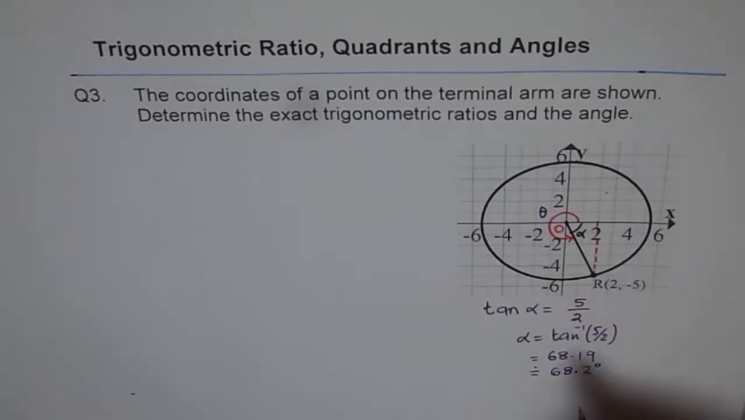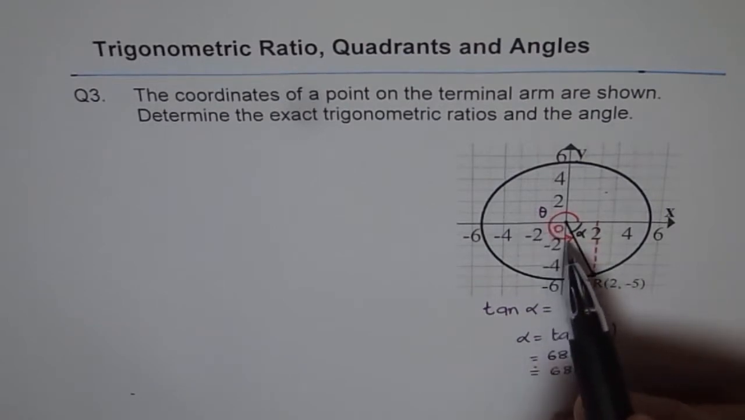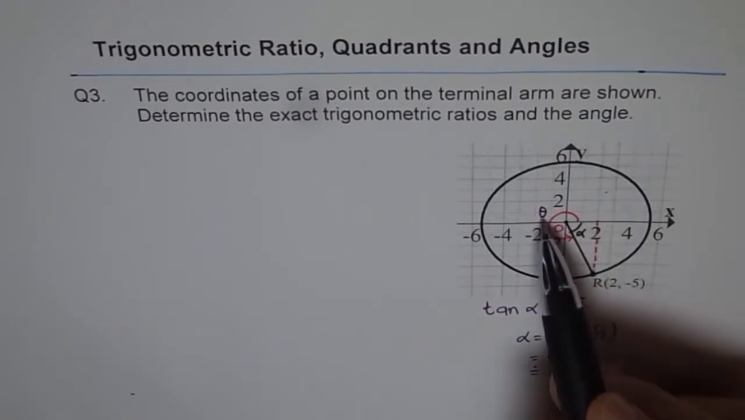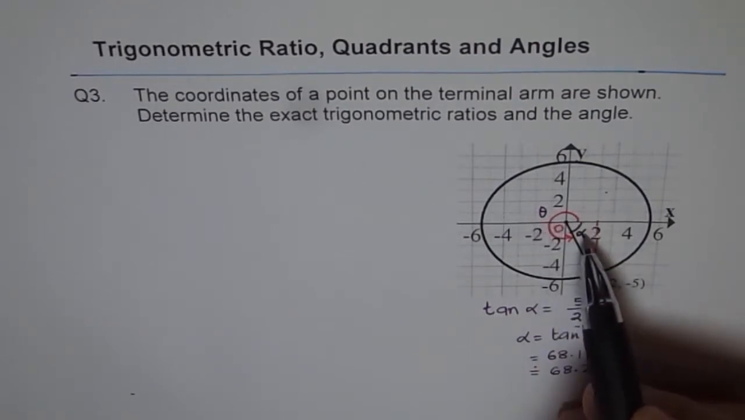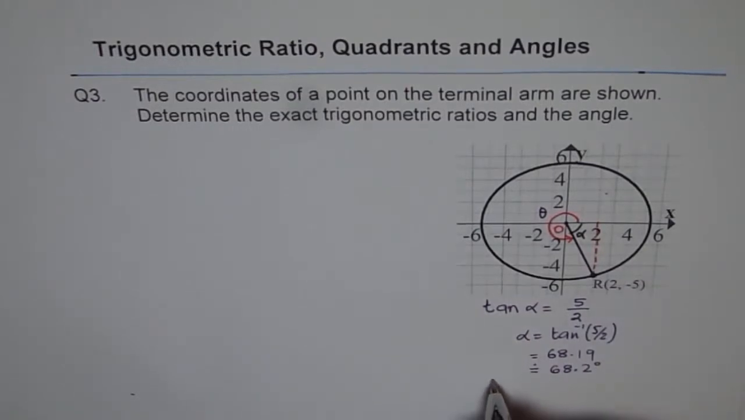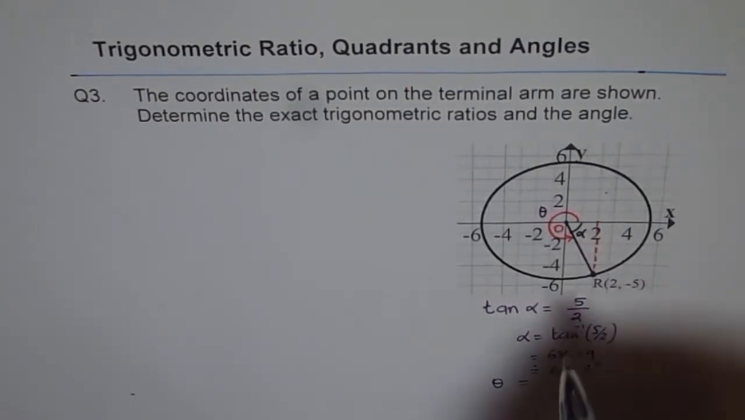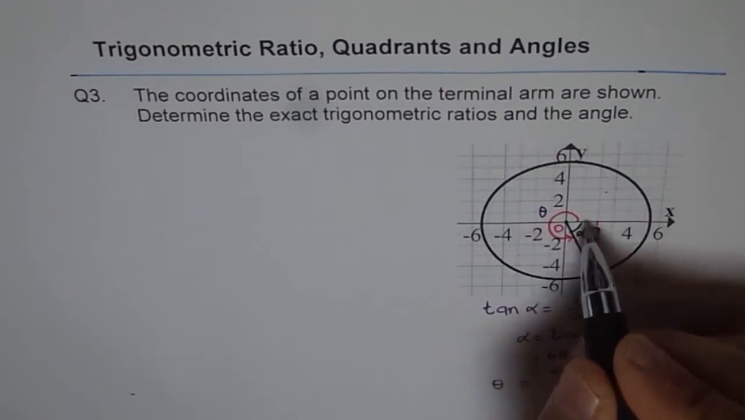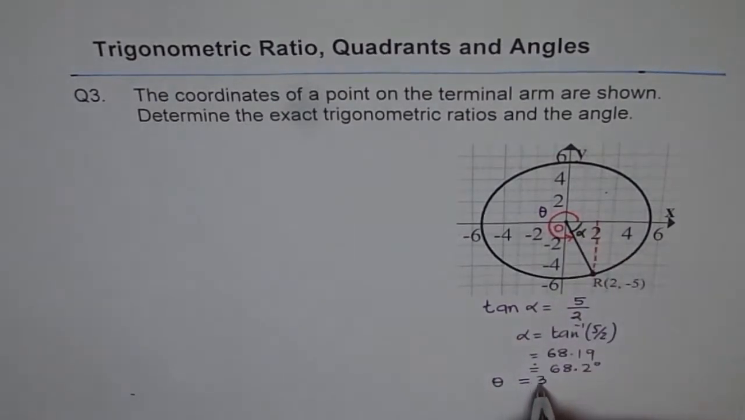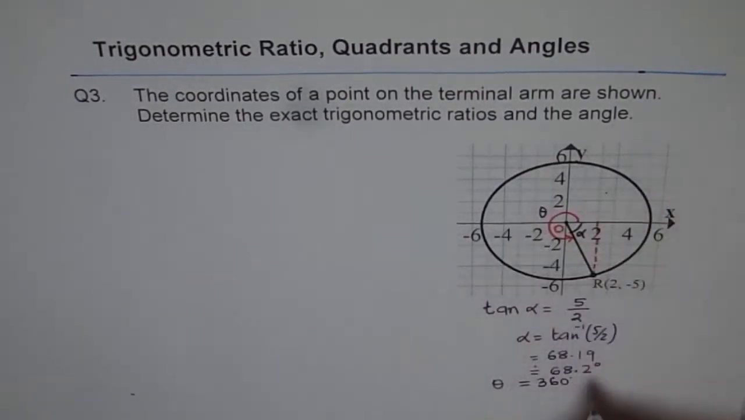Okay, now what is the angle theta? Theta will be 360 minus alpha, correct? So that is what our angle is. So the primary angle or principal angle is theta, which equals 360. 360 is a full circle, correct? Minus 68.2. Is it okay? That is our answer. 360 minus 68.2.